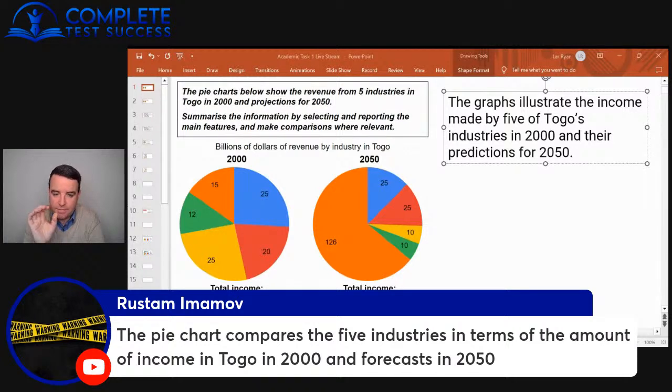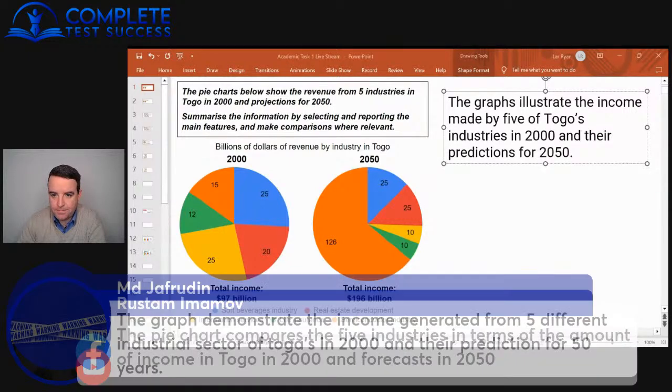The pie chart illustrates 5 industries in terms of their income in Togo. But it's not the 5 industries' income in Togo, it's that the 5 industries are in Togo. So it would have to be the pie chart illustrates 5 industries in Togo in terms of their incomes in 2000 and forecasts for 2050, and then you need a full stop at the end. So a little bit of rearranging to do, some vocab and grammar mistakes to correct there.